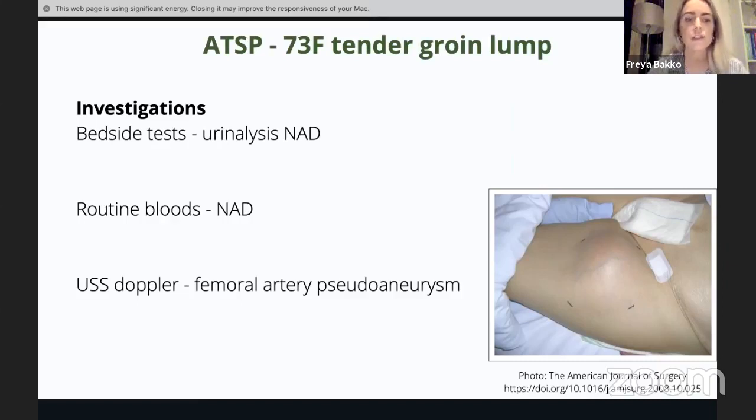The reason why we choose an ultrasound Doppler in this case is because the lump is pulsatile. So this is quite uncommon to find a pulsatile lump in the groin. With any pulsatile lump, you want to immediately think of a vascular cause. Now, this patient has very recently had an insult to her femoral artery through the cardiac angiogram. So you immediately have to think that this might be a femoral pseudoaneurysm.